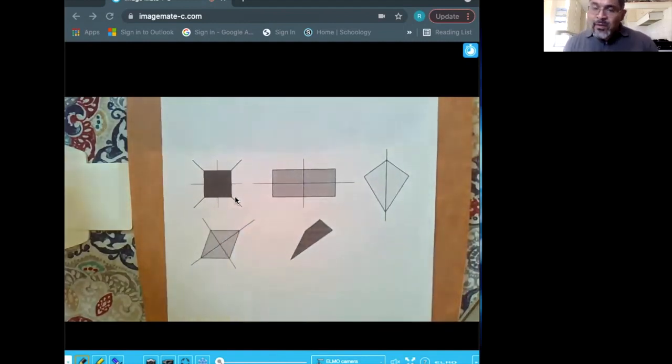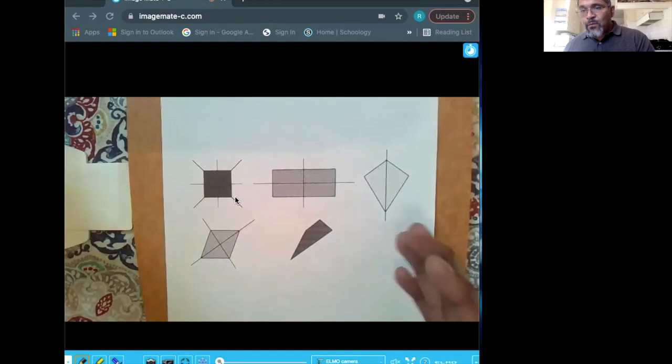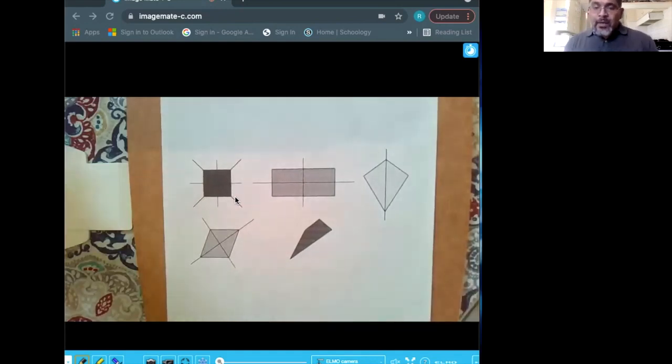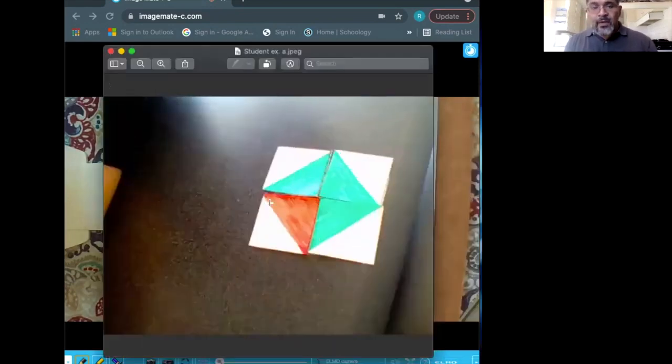You should be able to identify whether a figure has reflective symmetry or where the lines of symmetry are. Any shape that can be folded will have a line of symmetry, except for odd shapes like this one in particular. In class, you were able to create your own figures that have symmetry, and this student was able to do that. As you can see in this image, there's a vertical, horizontal, and a diagonal line, because if you fold diagonally, the colors will match.